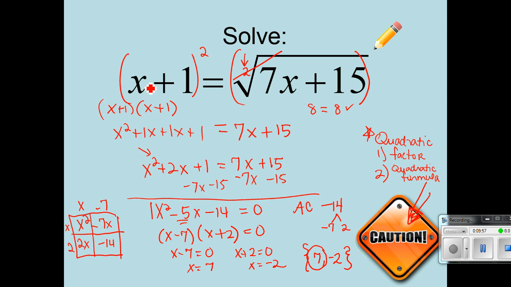Let's try negative 2. Negative 2 plus 1 is negative 1. Can I ever get a negative when I square root? I don't think so, but let's try. 7 times negative 2 is negative 14. Negative 14 plus 15 is 1. The square root of 1 is 1. Yep, that doesn't give me a negative 1. Therefore, negative 2 does not work. That is an extraneous solution that we found that doesn't work.